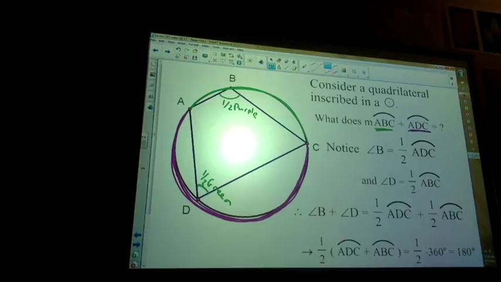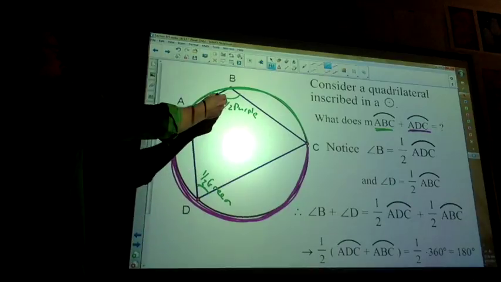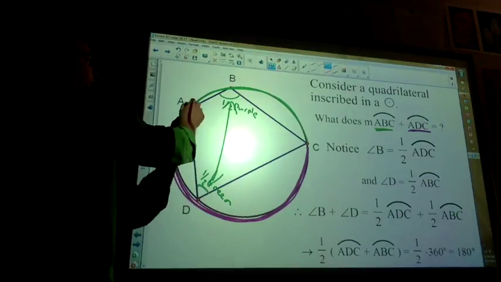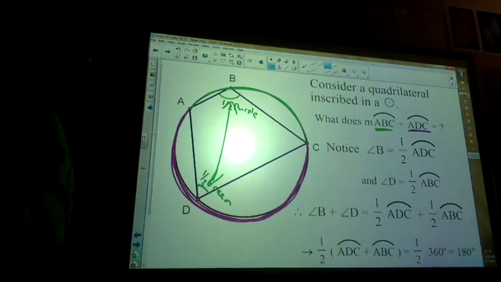So notice that angle B is half of ADC. Angle D is half of ABC. So therefore, angle B plus angle D is half of angle ADC plus half of angle ABC, which has to mean it's 180 degrees. So these opposite angles are 180 degrees. They are supplementary to each other. And it would be the same thing for this angle over here and this angle over here. So in order for you to have a quadrilateral inscribed in a circle, so the corners of it are on the circle, the opposite angles have to be supplementary.